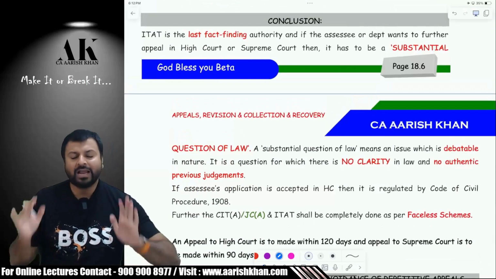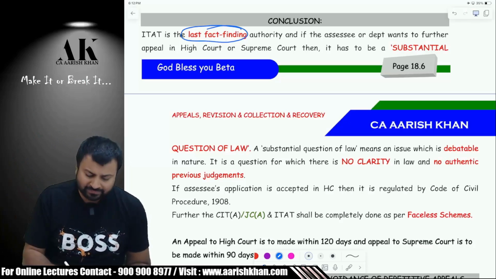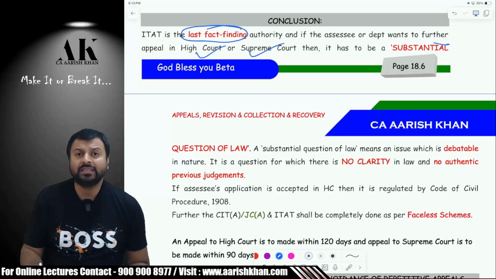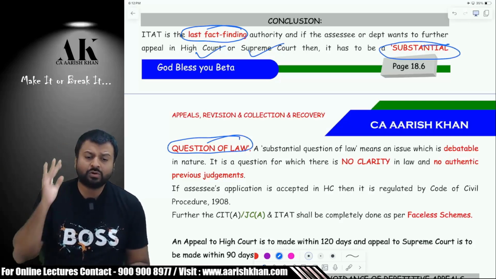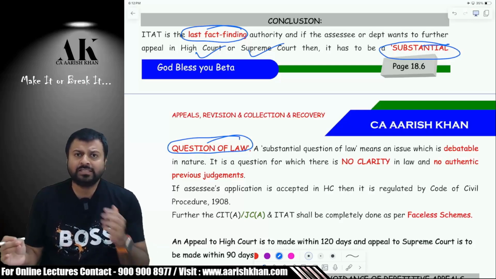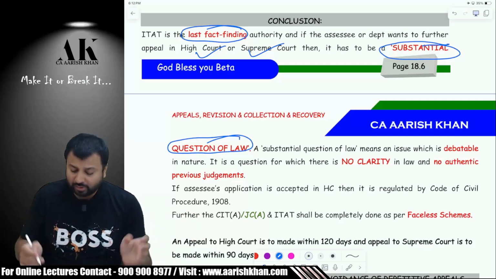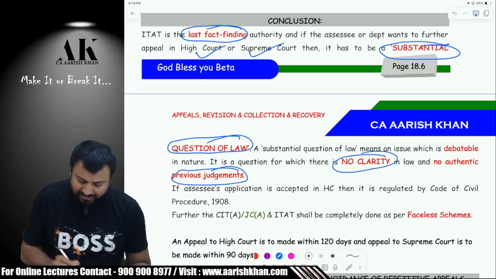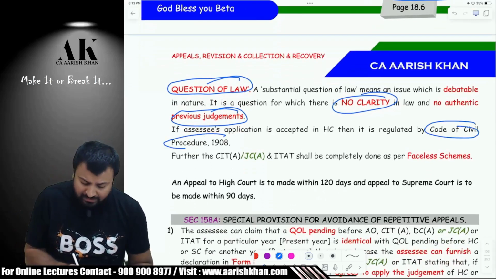Now, conclusion. ITAT is the last fact-finding authority. If you want to go beyond ITAT, to the High Court and Supreme Court in appeal, then there has to be a substantial question of law in your case. Substantial question of law means it has to be a matter of interpretation of law, a matter for which there is no clarity and no authentic previous judgment. And your matter will now be decided by the Code of Civil Procedure, 1908.